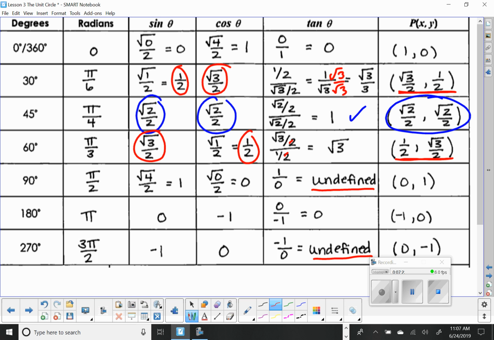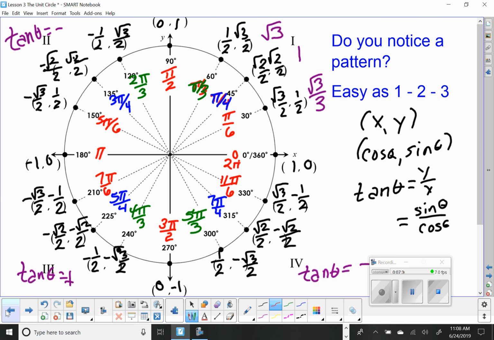Now, the quadrantal angles, 90, 180, 270, those simply use what is x, what is y. We talked about it, if this radius is 1, then this point has got to be 1, 0. The radius is 1, this is 0, 1. The radius is 1, this is negative 1, 0. Down here is 0, negative 1. Okay, you don't really draw triangles per se, but think of it that way.